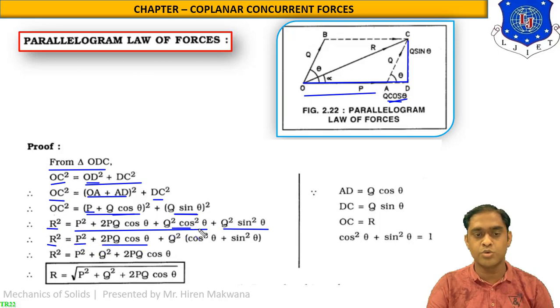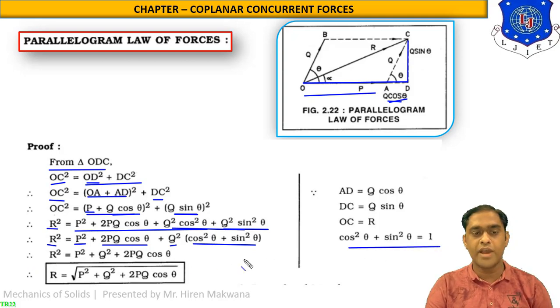Now from the last two terms, we are taking Q square as common. So what is remaining? Cos square plus sin square. Now cos square plus sin square equal to 1 as you know from the 10th standard. So now finally this bracket will become 1 and the final answer will be P square plus Q square plus 2PQ cos theta. So here R square equal to P square plus Q square plus 2PQ cos theta. If you are taking square root on both the sides, then it will be R equal to under root of P square plus Q square plus 2PQ cos theta.